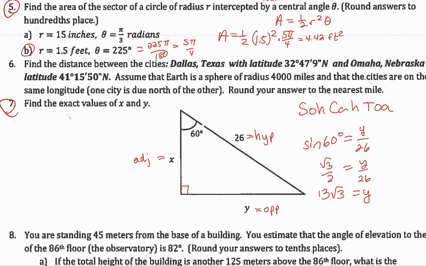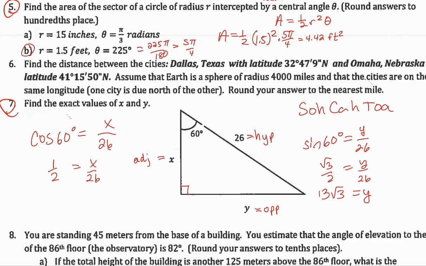Now, they also ask us to find x. At this point, you can use Pythagorean theorem. That works just fine. X squared plus y squared equals z squared or r squared. But you can also do a cosine. A cosine of 60 degrees is adjacent over hypotenuse. Now, using the same point on our unit circle, at 60, the cosine is 1/2.